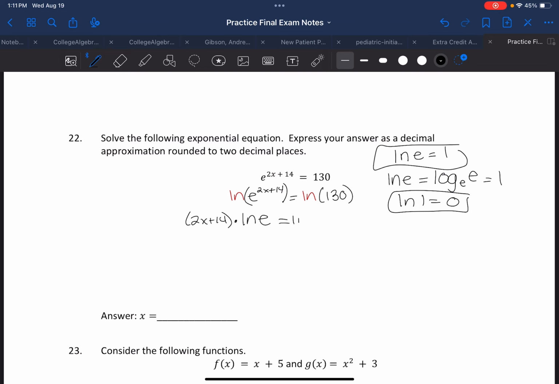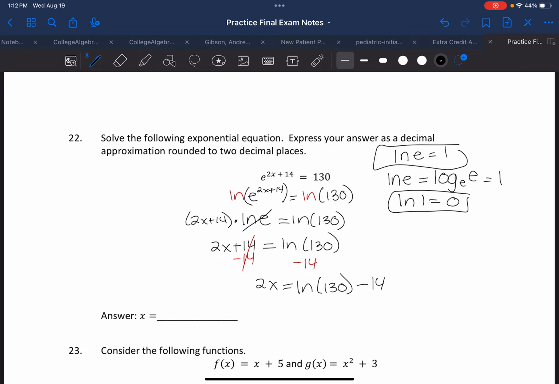So this just becomes 2x plus 14 times 1. So that would just be 2x plus 14. So it kind of cancels. And this would be equal to ln of 130. And then I would subtract 14 because I'm wanting to get the x by itself. So this would be 2x is equal to ln of 130 minus 14, and then divide everything by 2.